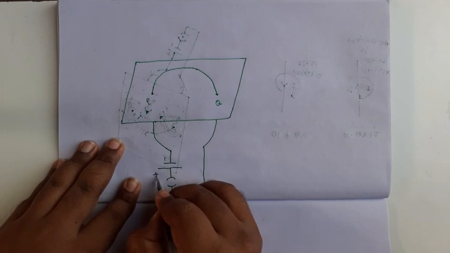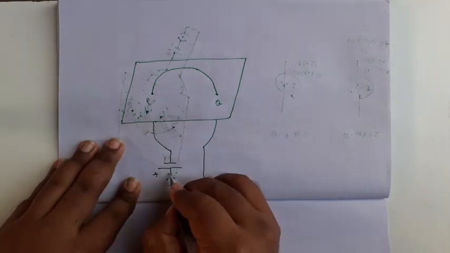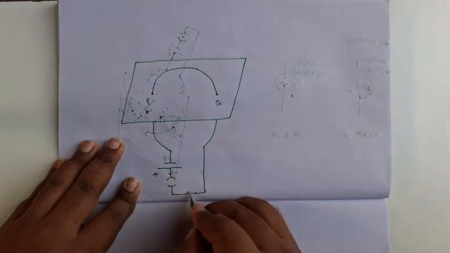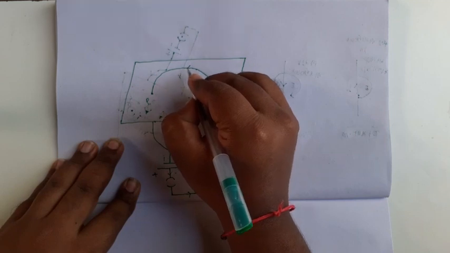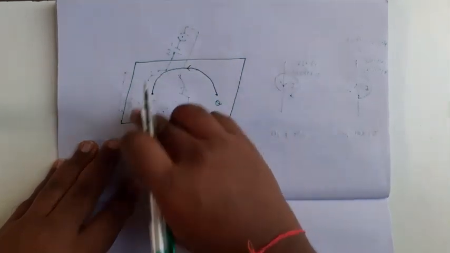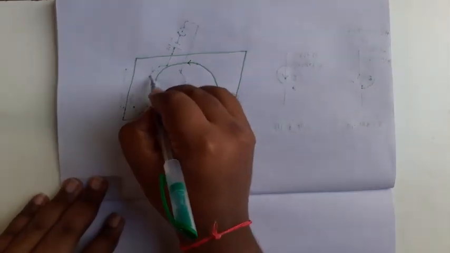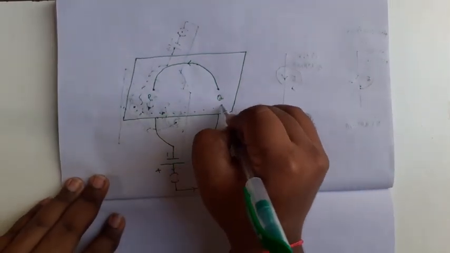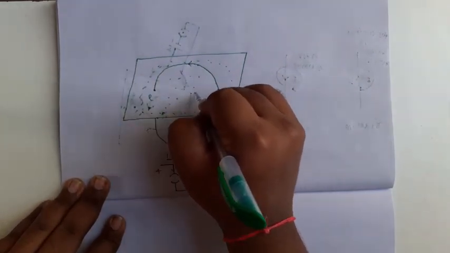So here, what is the direction of the current? The current direction is this direction, positive to negative. So here current moves from Q to P. After that, spread the iron powder on the cardboard.